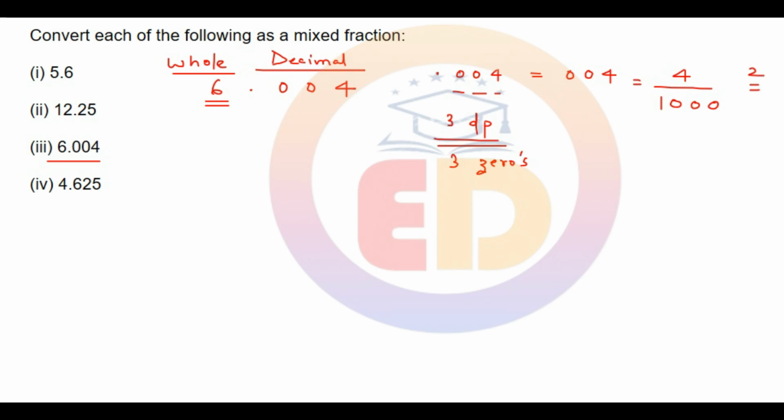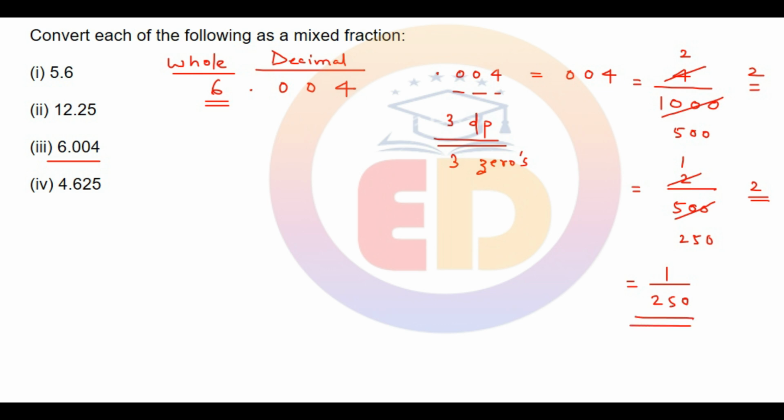For the sake of convenience, I will first divide it by 2. 4 divided by 2 is 2. 1000 divided by 2 is 500. So 4 upon 1000 will become 2 upon 500. Now again, both of them are divisible by 2. Let's divide them by 2 again. 2 ones are 2. And 500 divided by 2 is 250. So now it becomes 1 upon 250. So our decimal 0.004 becomes 1 upon 250.